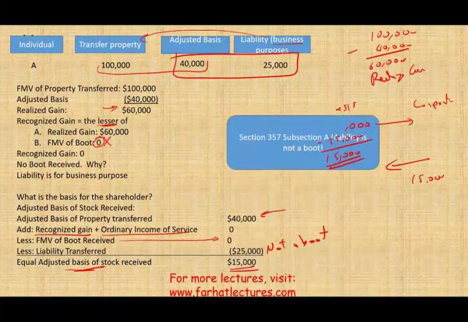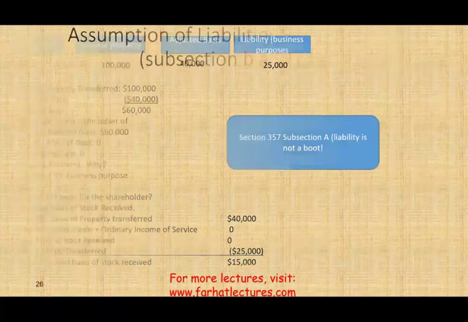So this is an example of Section 357, subsection A. The liability is not considered a boot. Why is it not considered a boot? Because it has a business purpose.